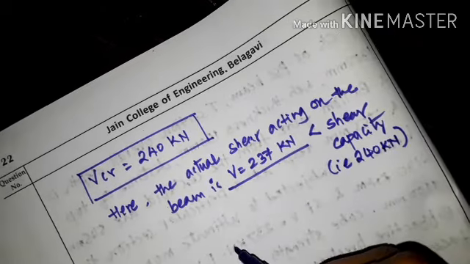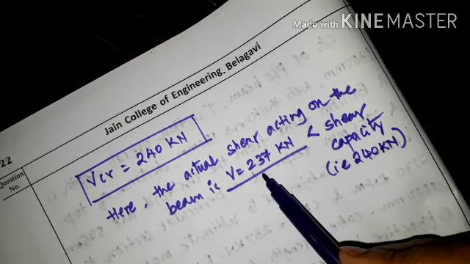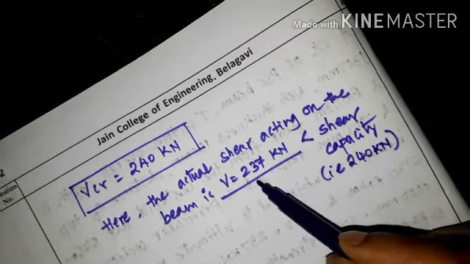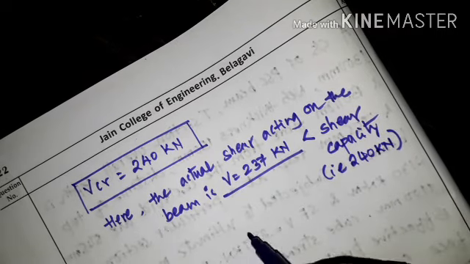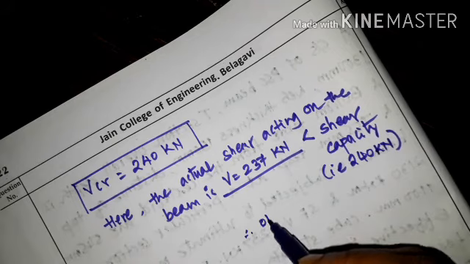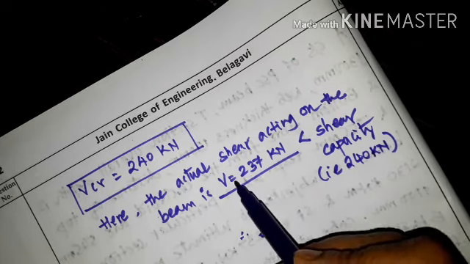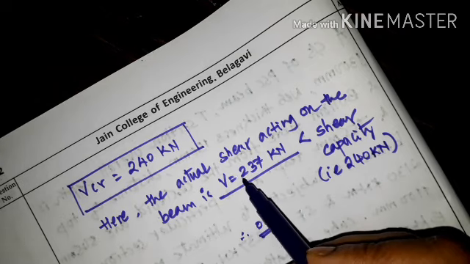हमारे बीम पे शेयर कितना एक्ट कर रहा है? The shear acting on the beam is 237 kilonewton, but the shear capacity of the beam is 240 kilonewton. So the shear acting on the beam is less than the shear capacity of the beam. We are not going to conclude whether it is safe or unsafe. We just conclude that our beam has more shear capacity than the applied shear.